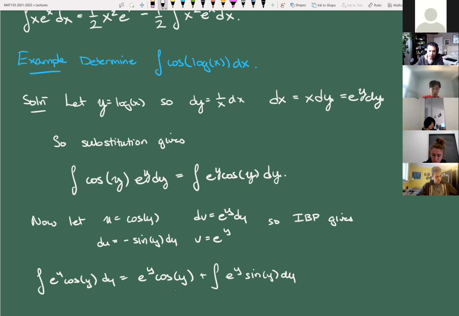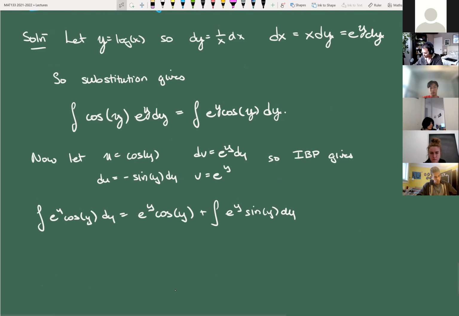Right? And you're like, okay, I don't think I've actually made my life that much easier, because I started with e to the y cosine y and I got e to the y sine y. Yeah, that's not a big improvement, right? I just kind of swapped out the cosine for the sine. Turns out though, the trick is to do it one more time. Okay, so let's let u be sine y. du is cosine y dy. And you'll see why. This is a really dirty trick.